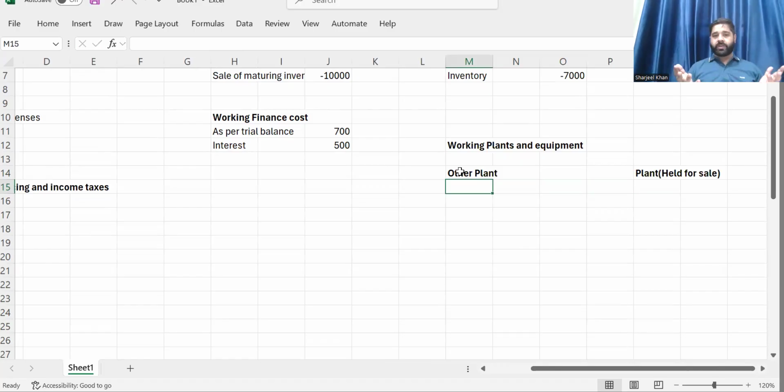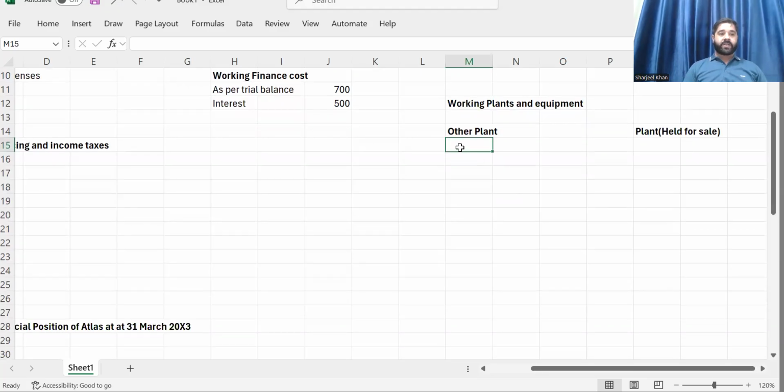But it will be too confusing, right? So make 2 columns: one for the other plant, and one for the plant which is classified as held for sale. Up to the date of classification, we will charge the depreciation expense. Once it is classified, then we will stop the depreciation for held for sale. So first for the other plants, we have to do the calculation now for 1st April 20x2, at the start of the year.